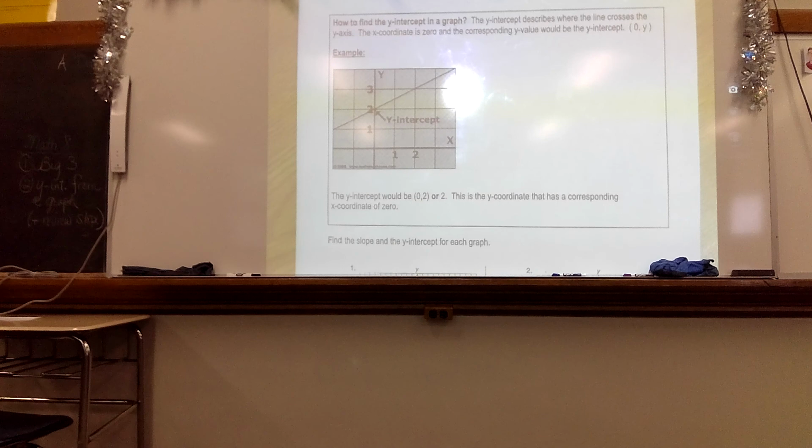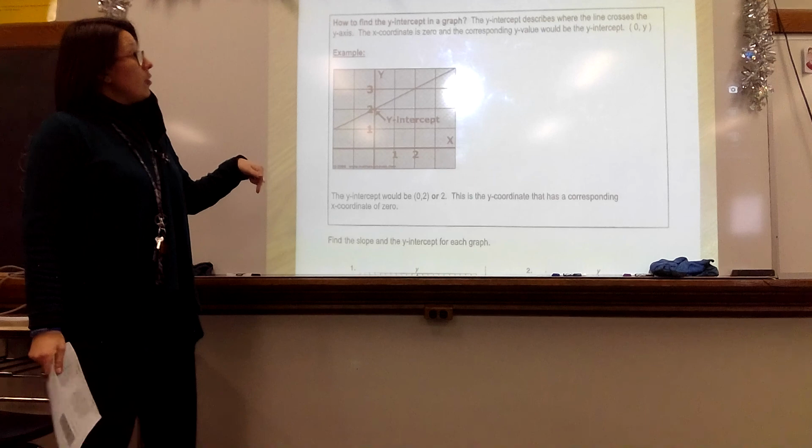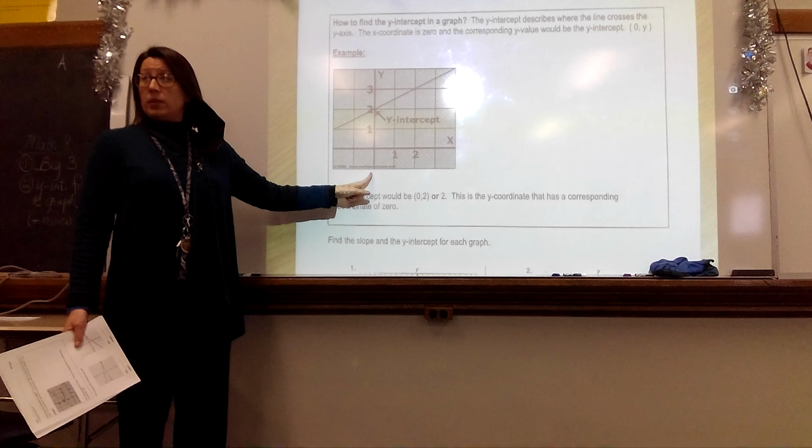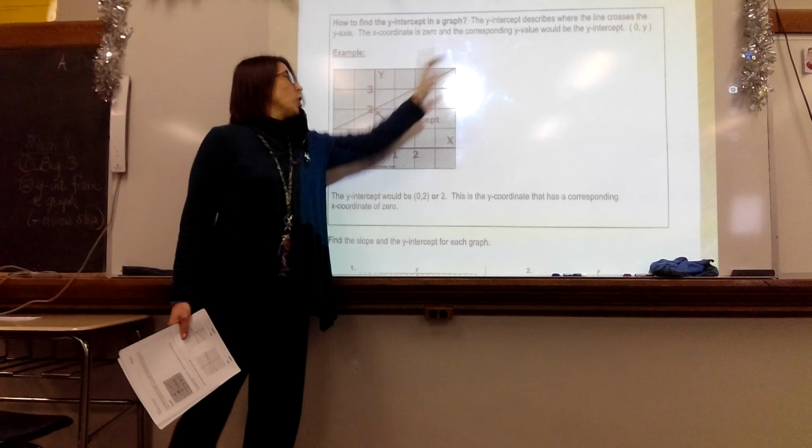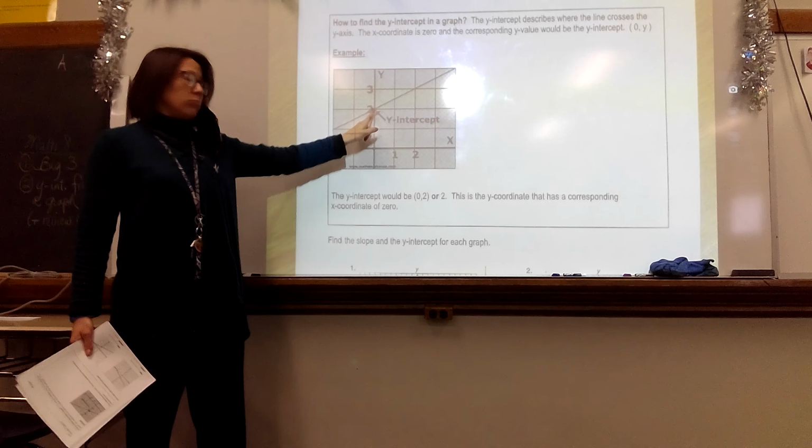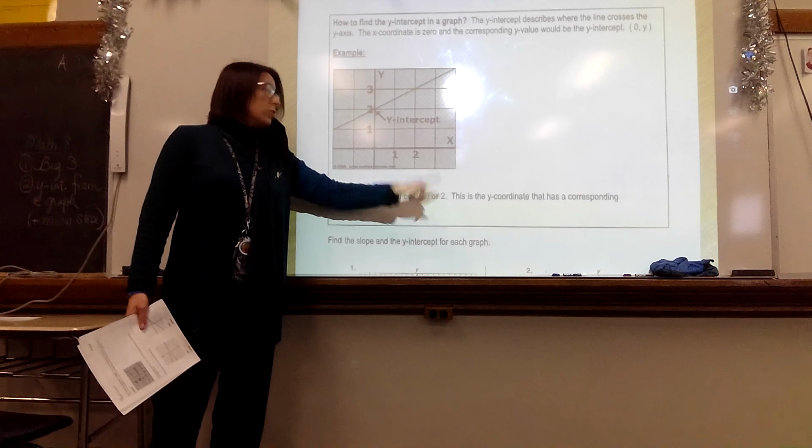How do we find a y-intercept in a graph? The y-intercept describes where the line crosses the y-axis. That's what we said. The x-coordinate is 0, and the corresponding y-value would be the y-intercept. Here's your y-axis. Here's the line. Where does this line cross the y-axis? At the 2. So the y-intercept is either 0, 2, or just plain old 2, depending on what it is that I'm asking you to find.